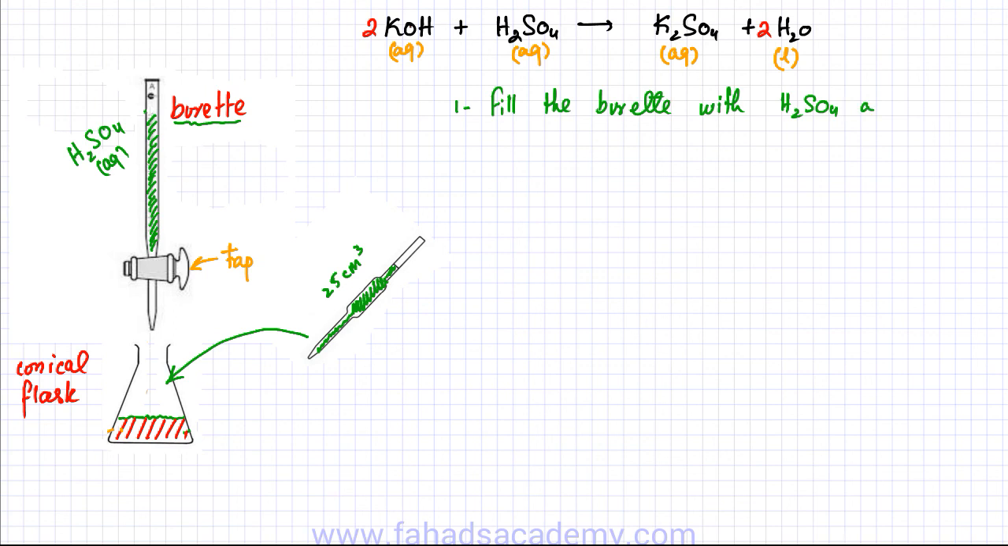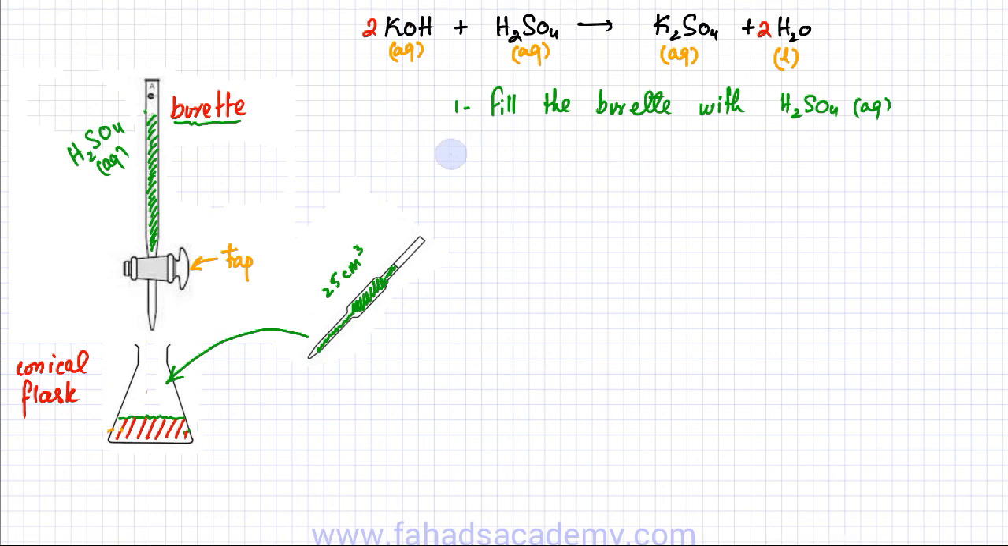And remember, the question that would come in your exam on this would be that you would have to prepare pure dry crystals of potassium sulfate. So I'm going to describe a method for preparing pure dry crystals of potassium sulfate. So that's the first step: fill the burette with H2SO4 aqueous.